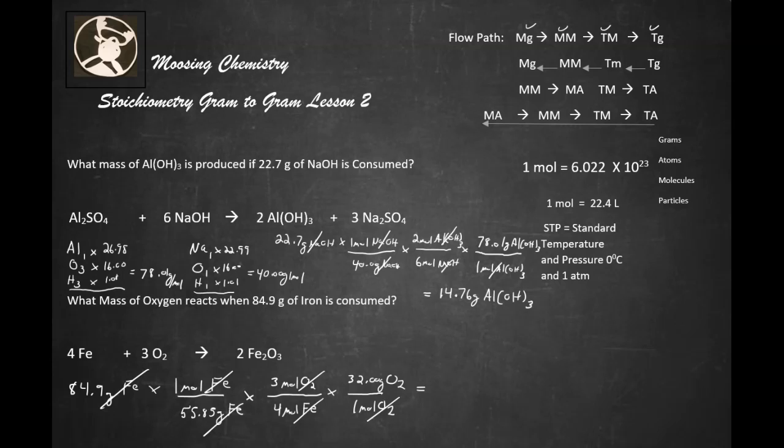And our answer is going to be roughly, let's double check our figures here. We get 84.9 divided by 55.85, times 3 divided by 4, times 32. And I get 36.48. So we get 36.48 grams of O2. And that's it.